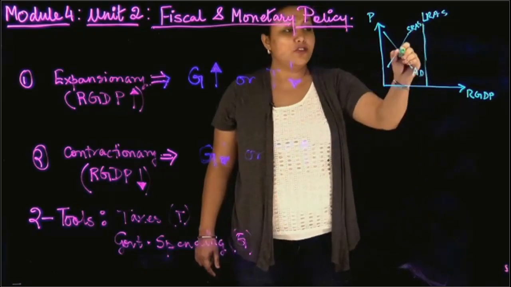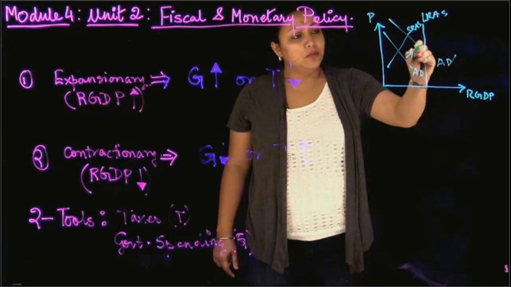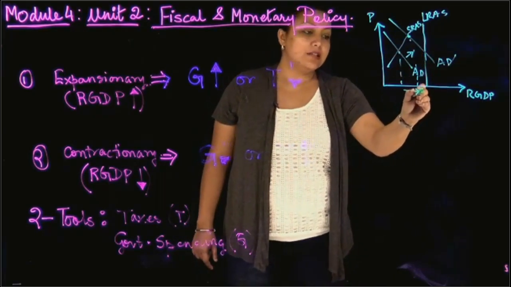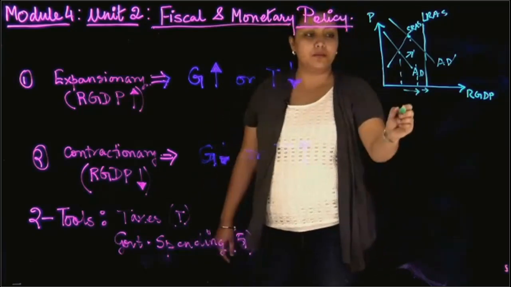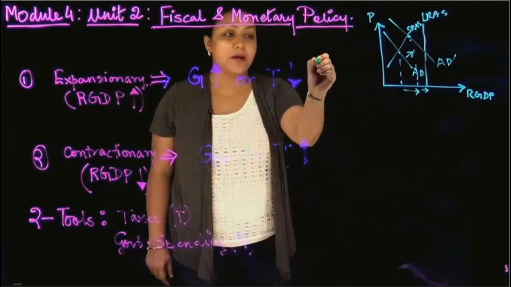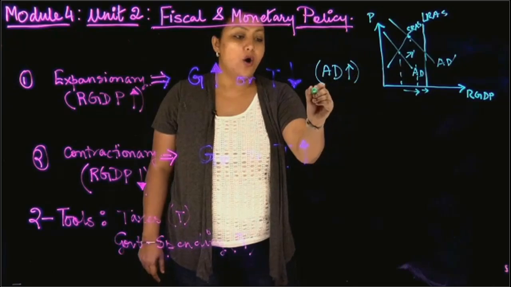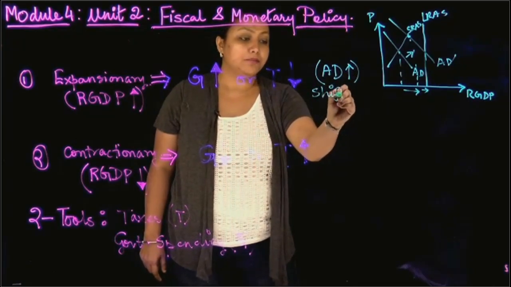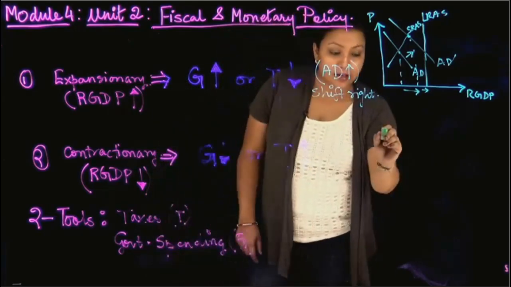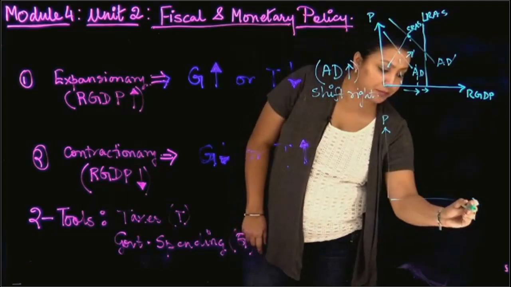so if there is an expansionary fiscal policy, this aggregate demand curve moves rightward, and as it moves rightward, you can see that this gap is getting bridged because the real GDP is increasing, right? So in case of expansionary fiscal policy, the aggregate demand curve would increase or shift right, whereas in case of a contractionary fiscal policy, the opposite would happen.